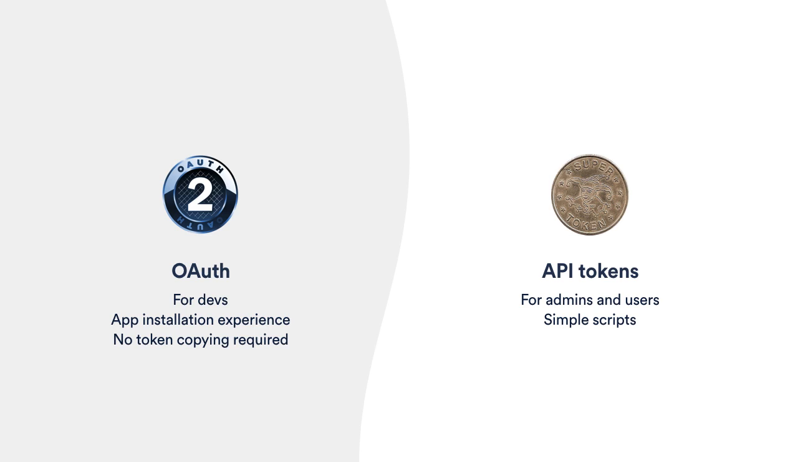On the other hand, API tokens are for admins and users, all right? And if they want to run simple scripts or hit APIs in a one-off manner, it's really easy for them just to get an API token and use that, rather than have to go and create an OAuth client, bring in OAuth libraries and so forth, just to do a simple task.